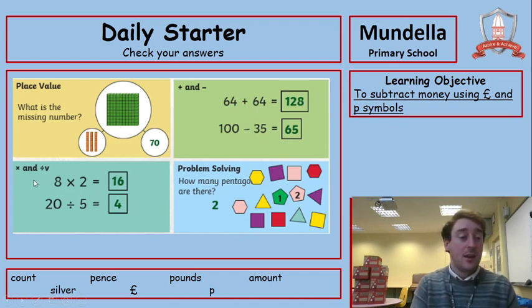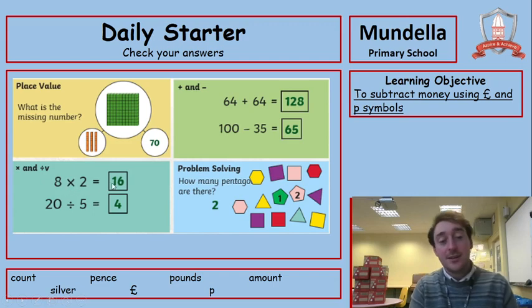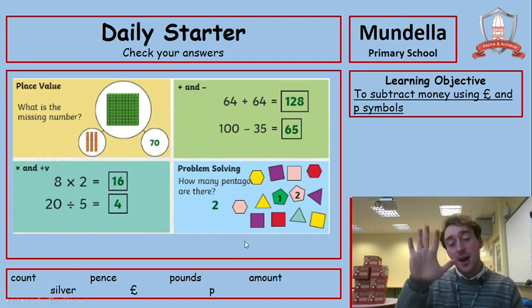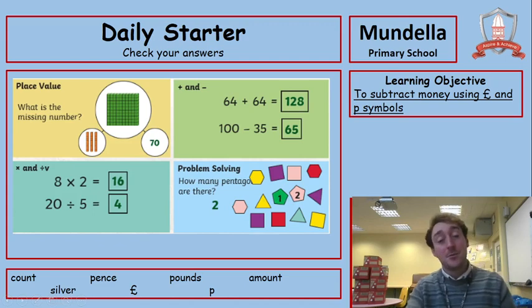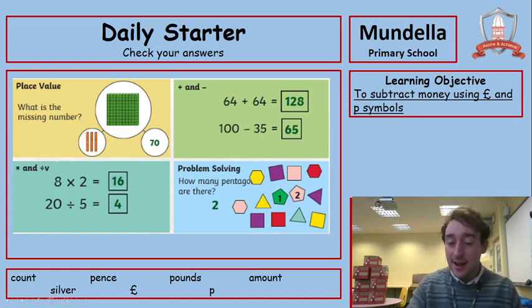65. 8 times 2, 16, 20 divided by 5 is 4, and finally, how many pentagons are there? Well, a pentagon is a 5-sided shape, and there are 2 of them. There's one, there's the other, so the answer was 2. Okay, hope you did well with that. Let's have a look at what we're doing today.